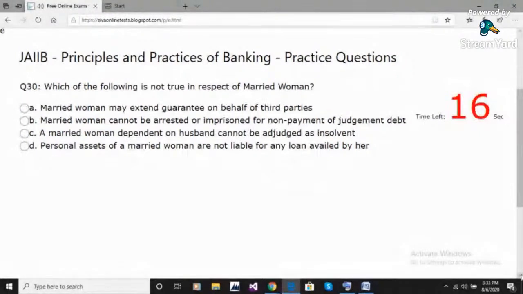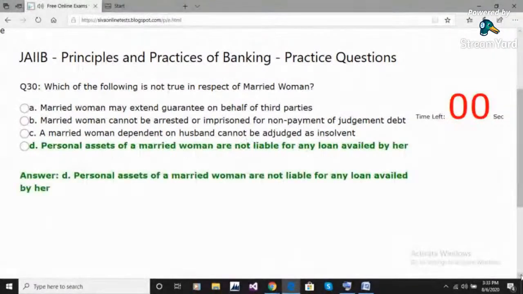Question 30. Which of the following is not true in respect of married woman? Option A. Married woman may extend guarantee on behalf of third parties. Option B. Married woman cannot be arrested or imprisoned for non-payment of judgment debt. Option C. A married woman dependent on husband cannot be adjudged as insolvent. Option D. Personal assets of a married woman are not liable for any loan availed by her. Answer D. Personal assets of a married woman are not liable for any loan availed by her.